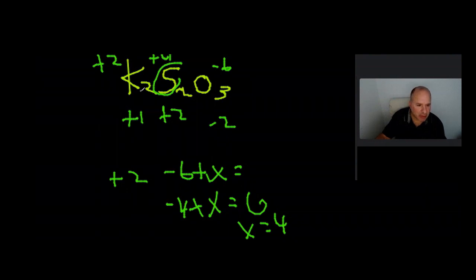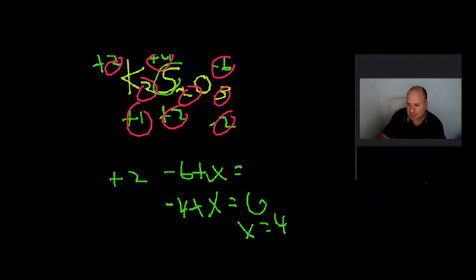We take +1, like here. +1 times 2 is +2. 2 times 2 is 4. -2 times 3 is -6. +2 plus 4 minus 6 is 0.